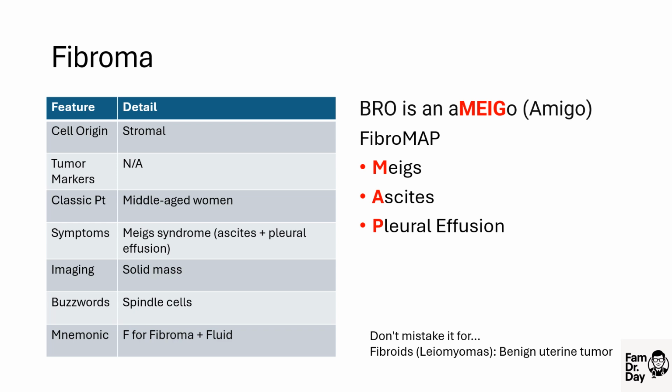And you can also remember fibroma. So fibroma is an amigo. So think fibroma and Meigs. Or just remember fibroMAP. M for Meigs, A for ascites, and P for pleural effusion. Last but not least, don't mistake a fibroma for fibroids. Fibroids are uterine tumors, not ovarian.